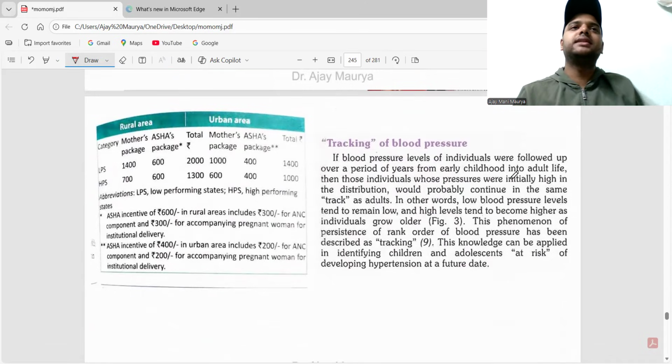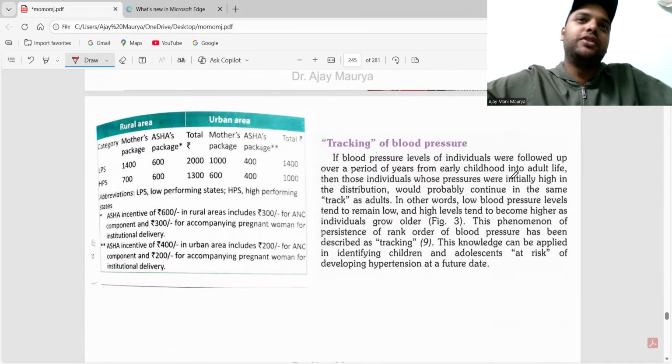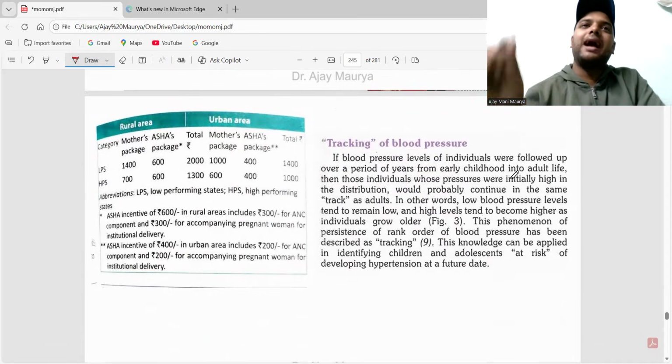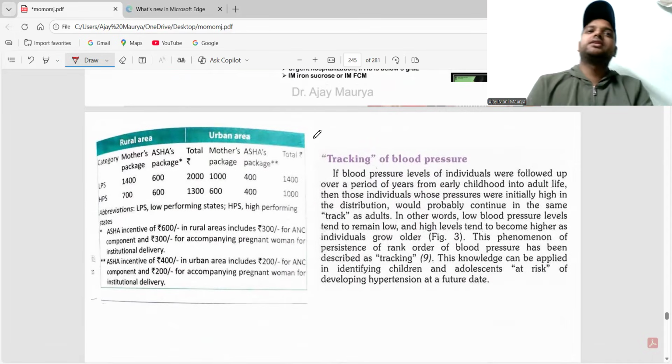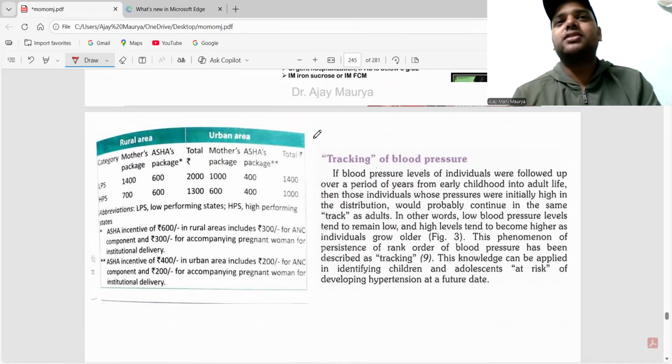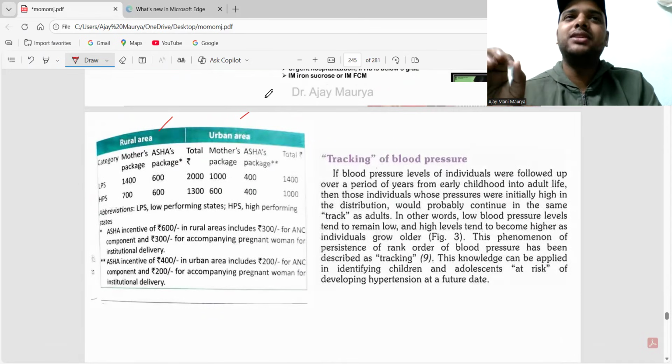Next one, coming to here, guys. This is the ASHA, the package of ASHA. So you have to know how much there is in the low performing states and the high performing states. Sometimes they are going to ask questions, for example, in the rural areas and the urban areas, how much does ASHA's package?